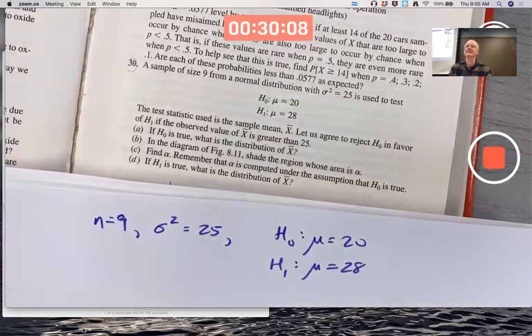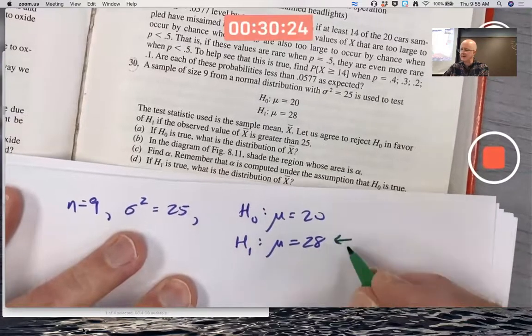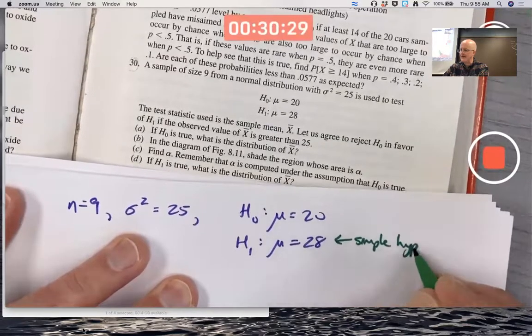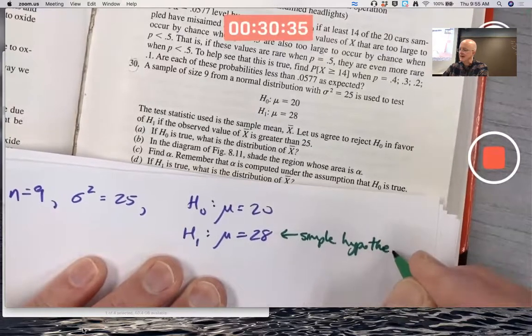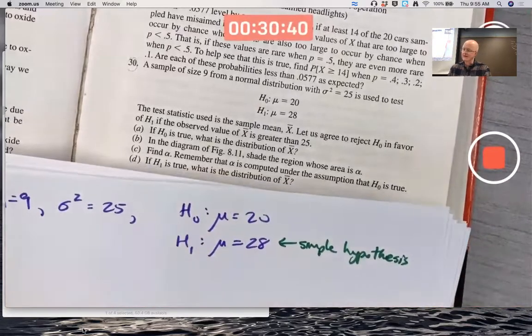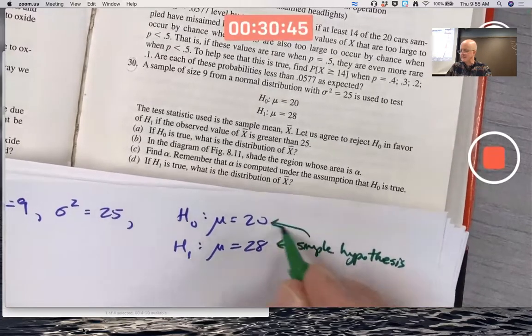It's not a mistake. It's not a typo. We want it to be an equal sign to make our thought process simpler, you might say. And in fact, when we have an equal sign, it's called a simple hypothesis. And the Neyman-Pearson lemma is stated in terms of simple hypotheses. Actually, I could point at both of these and say these are simple hypotheses.